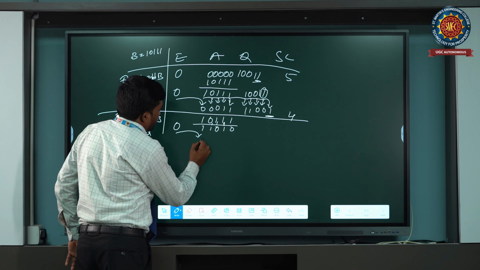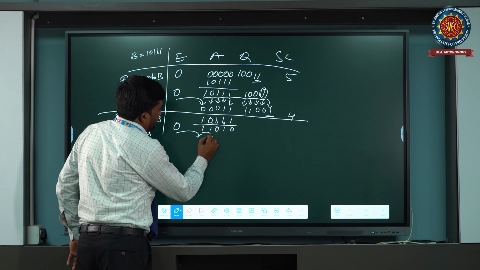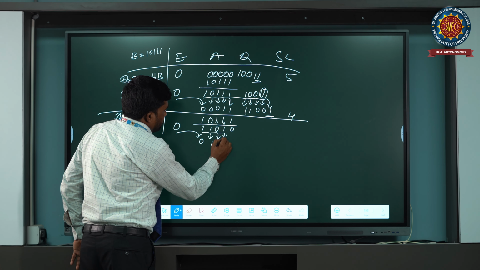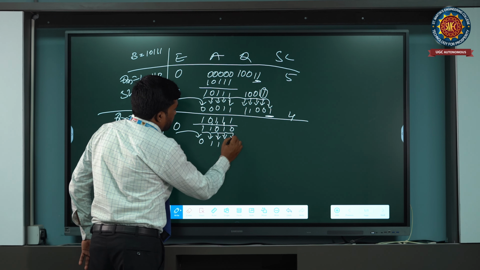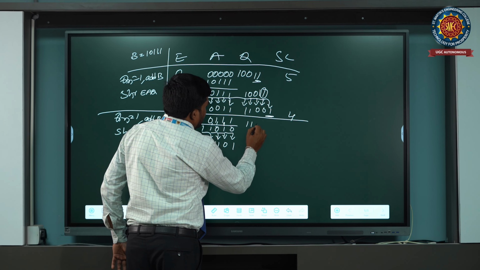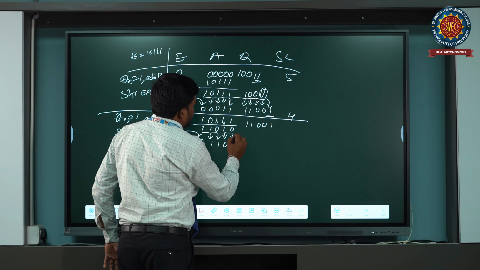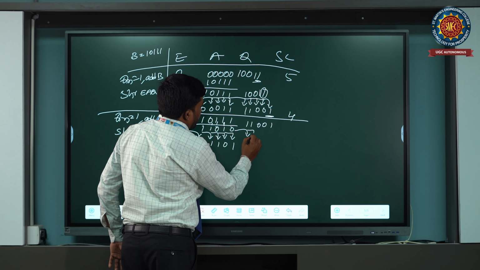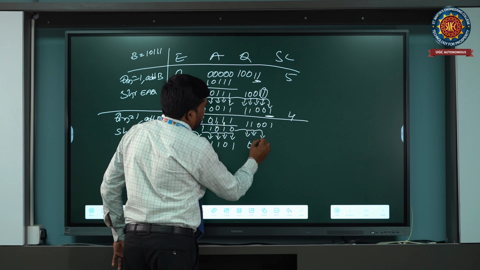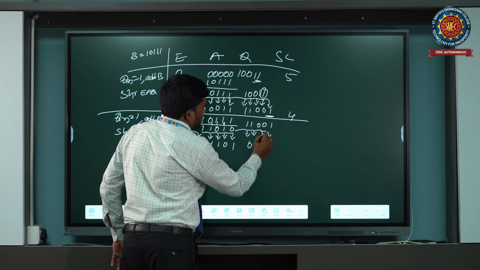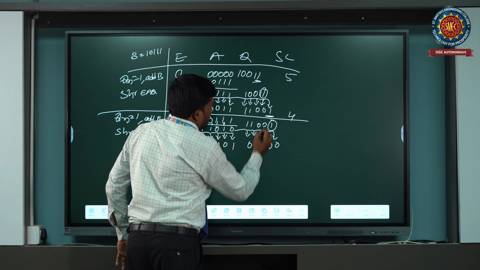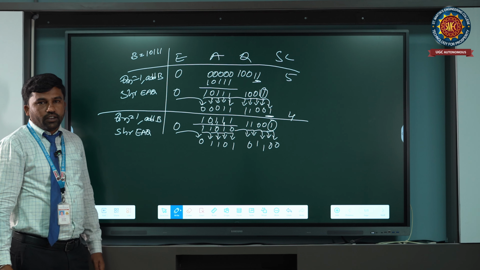Again we shift: 0 here, 1 shifts to here, 1 shifts to here, 0 shifts to here, 1 shifts to here, and as well this is carried to here. So this 0 shifts to here, this 1 shifts to here, this 1 shifts to here, this 0 shifts to here, this 0 shifts to here. This last bit is discarded.